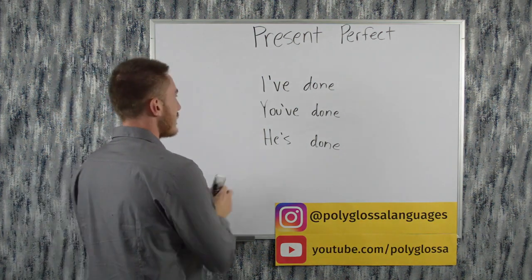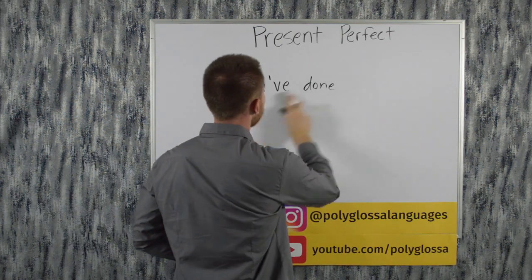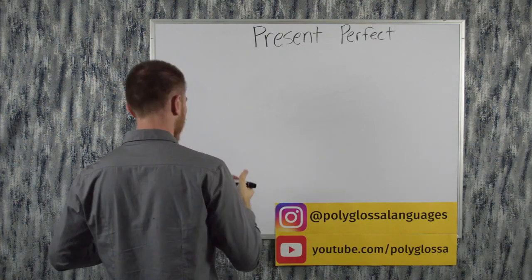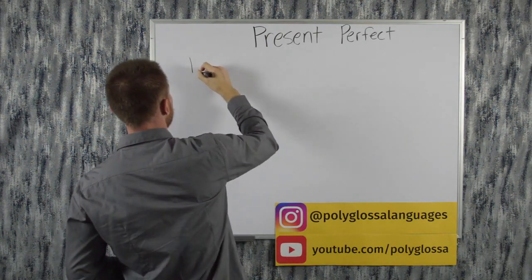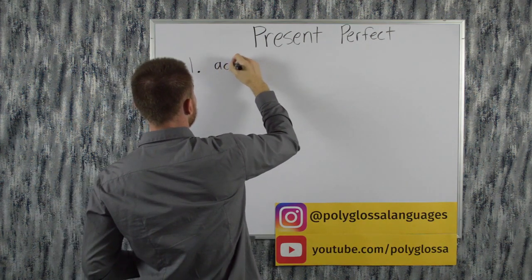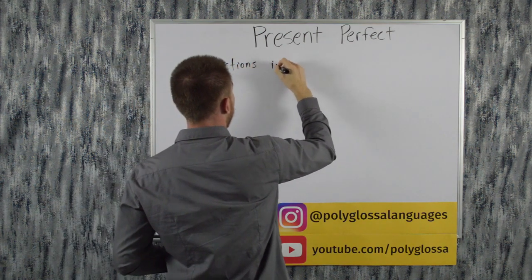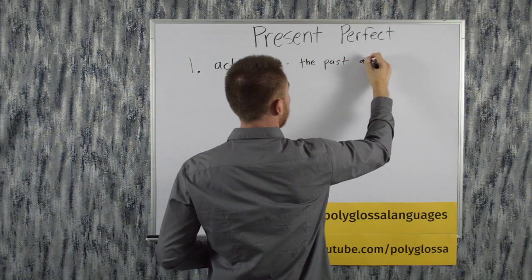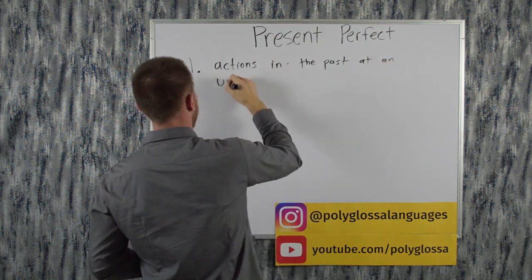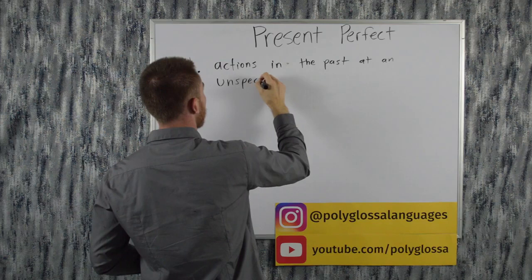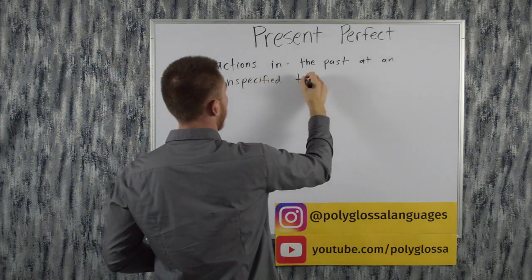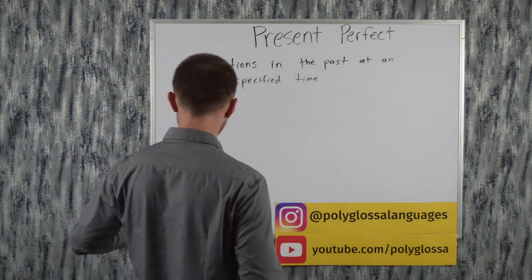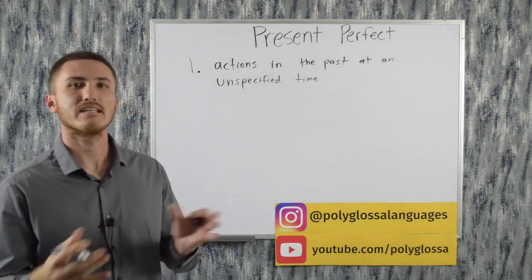So, now that we've seen the contractions, let's take a look at our first usage of the present perfect, okay? So, our number 1 usage, our first usage, is to talk about actions that happened in the past at an unspecified time. Actions in the past that happened at an unspecified time.